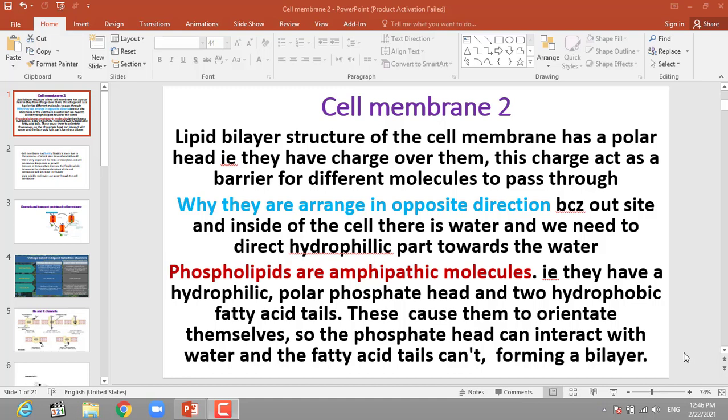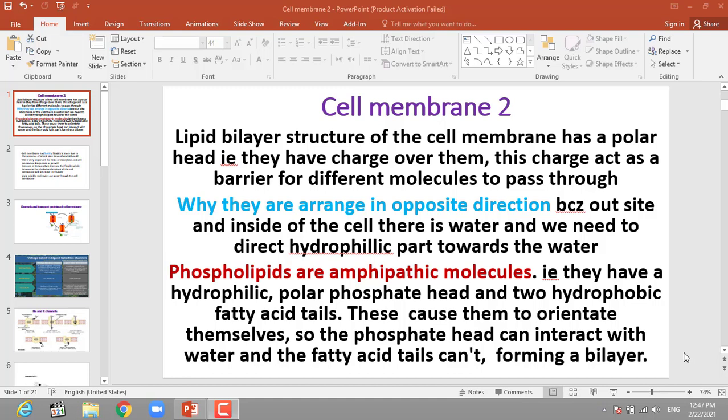Here I am going into more detail on these things. As you know, the lipid bilayer of the cell membrane has a polar end, which means it has some charge on it. This charge acts as a barrier for different molecules to pass through. That means anything having some charge cannot pass through the cell membrane. It acts as an obstruction and curbs the movement of molecules, so this charge acts as a barrier in the passage of different molecules.